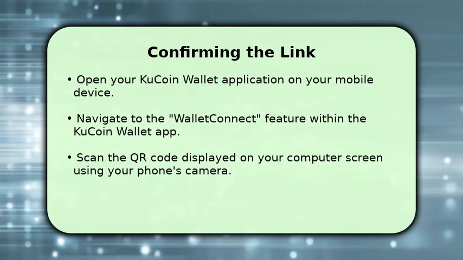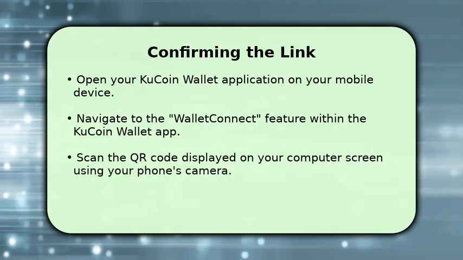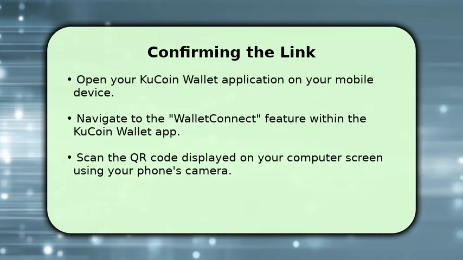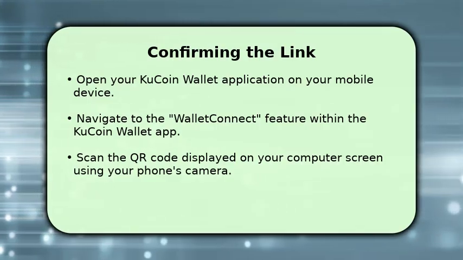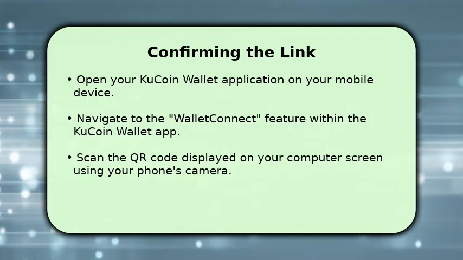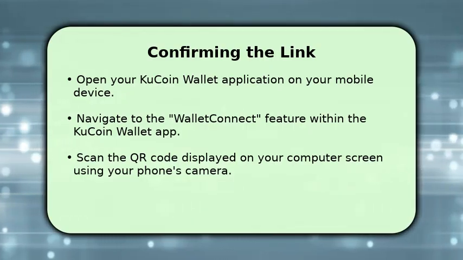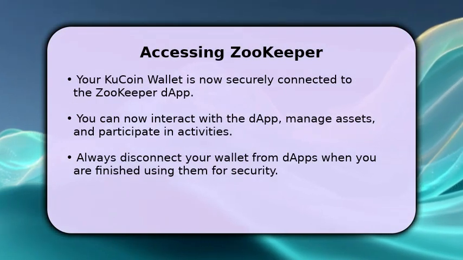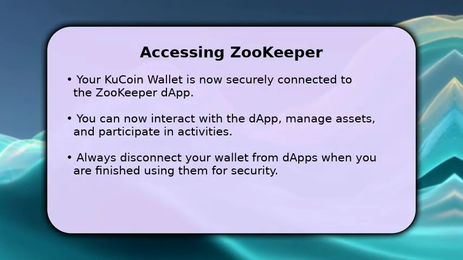Now, switch to your mobile device and open the KuCoin wallet application. Within the app, locate and tap on the Wallet Connect feature, usually found in the Profile or Settings section. Use your phone's camera to scan the QR code that is currently displayed on your computer screen. Carefully review all the connection details presented in your KuCoin wallet, and then confirm the action to establish the secure link. Congratulations! Your KuCoin wallet is now securely connected to the Zookeeper Decentralized Application.